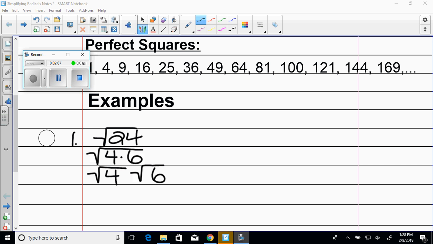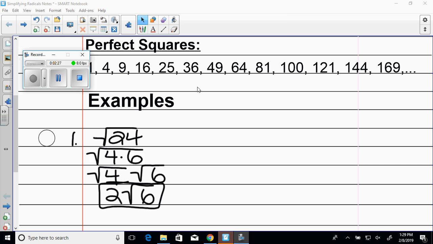And so therefore the square root of 4 is really 2. So I pull that out of the radical. And the square root of 6, since 6 is not a perfect square and can't be simplified anymore, we leave it underneath the radical sign. So to simplify square root of 24, it simplifies down to 2 root 6. 2 times the square root of 6. Okay? Now, I'm going to show you a different way.